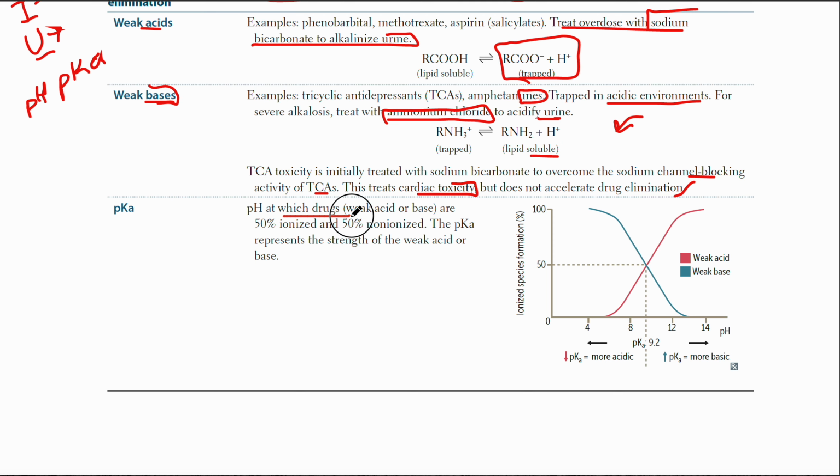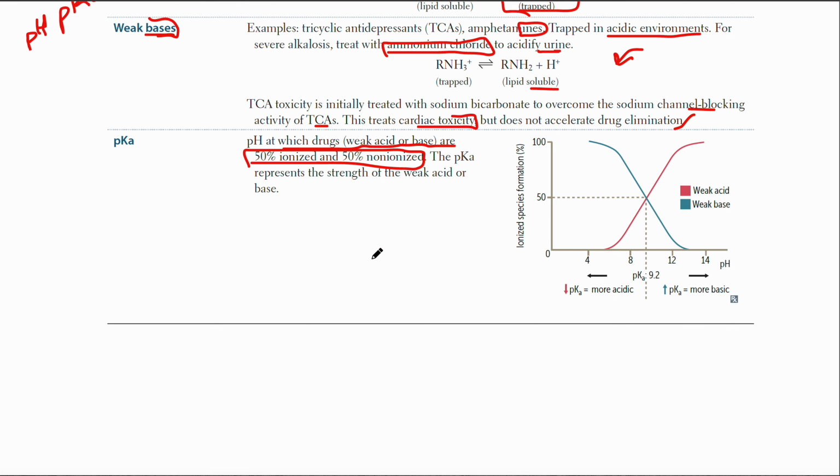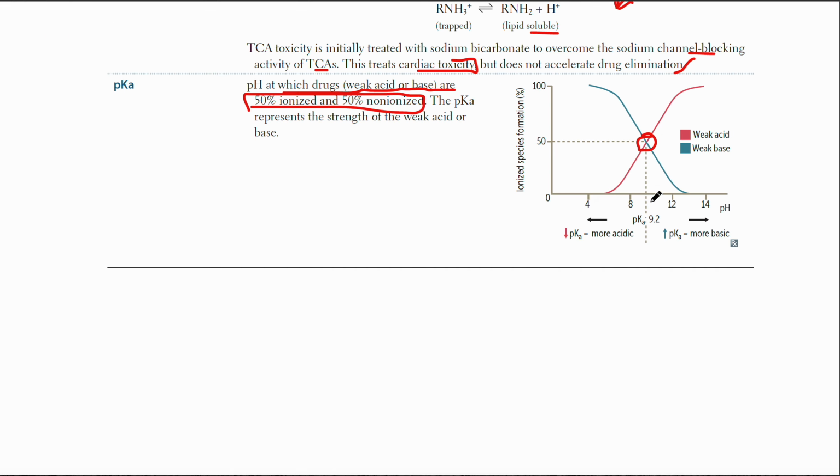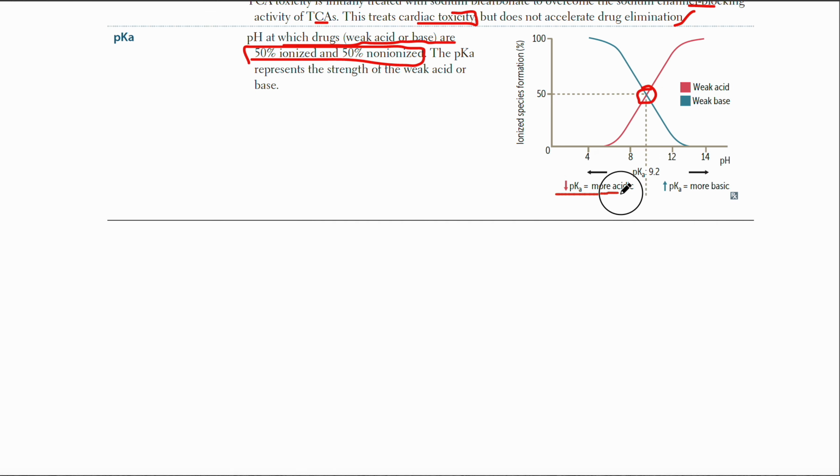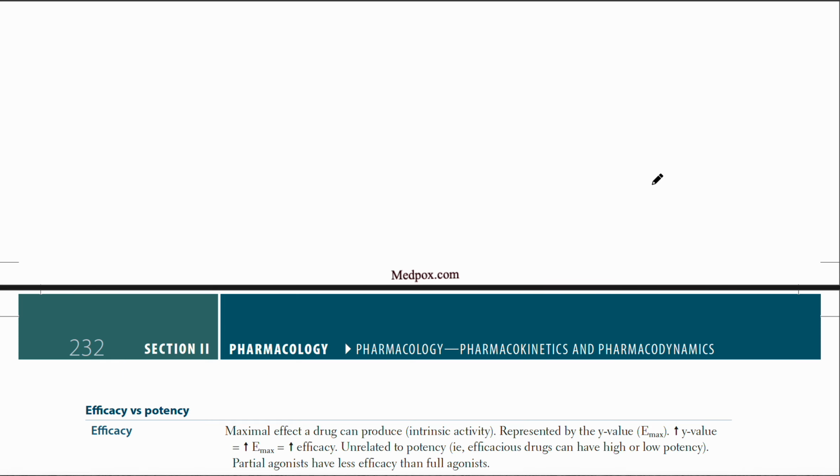So what is pKa? It is a pH at which drugs like weak acid or base are 50% ionized and 50% non-ionized. You have to remember this pKa. pKa represents the strength of the weak acid or base. Here is the graph. This is the cross-section point, 50-50 point, where 50% is ionized, 50% is unionized in drugs, right? So decreased pKa means more acidic, and increased pKa means more basic, obviously.